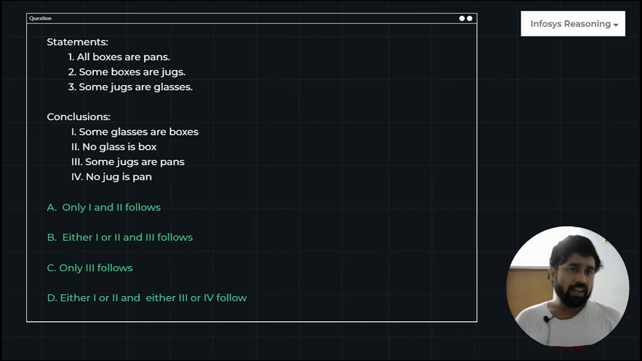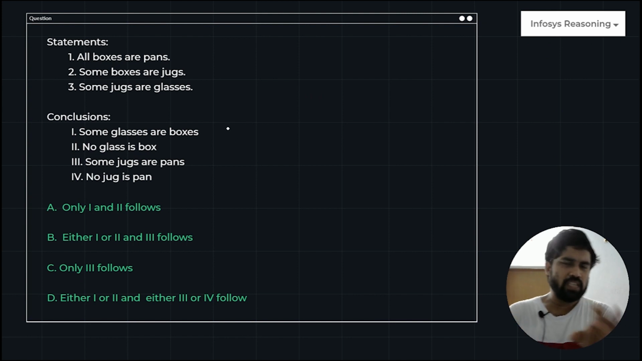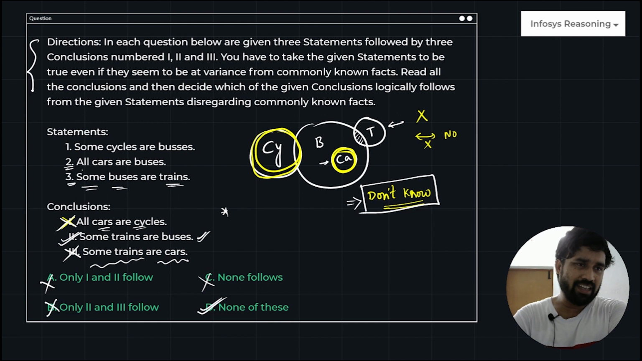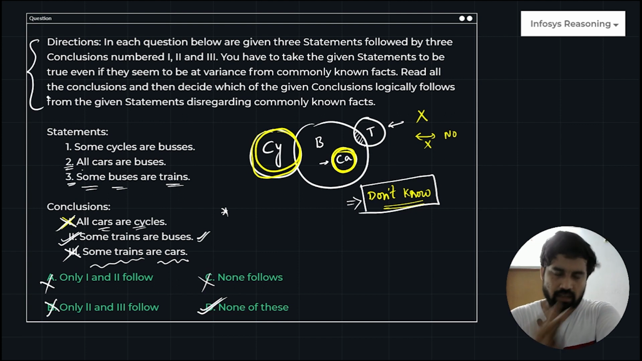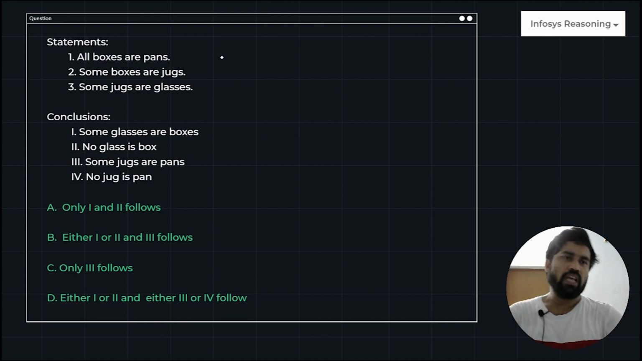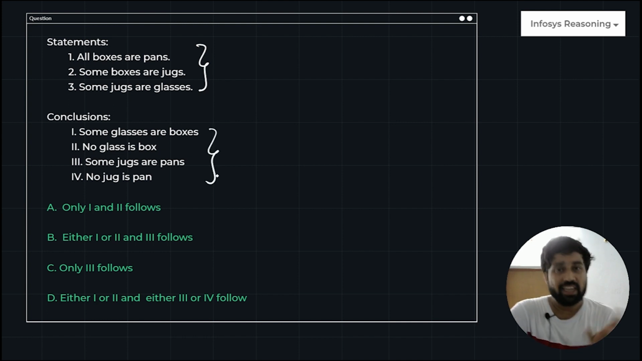I hope everyone did well. In order to save some space, I have removed all the directions. As you can see, these are all the directions. I have skipped that section in order to save some space. Again, the usual problem. They have given some statements and you have to take care of these conclusions, whether they are correct or not. Let's start doing this through the logical Venn diagram again.